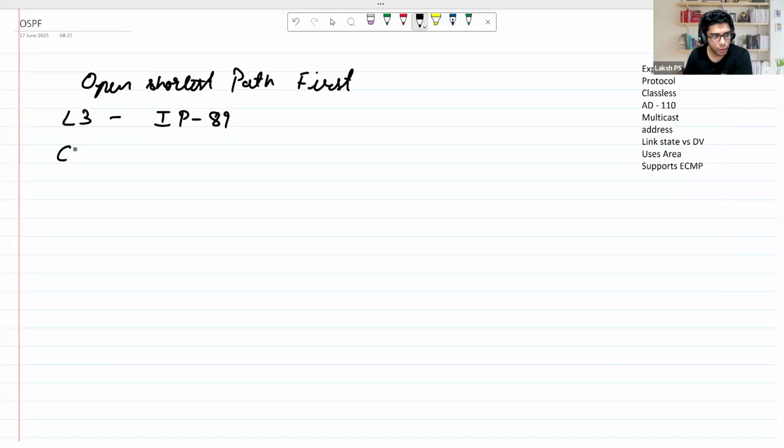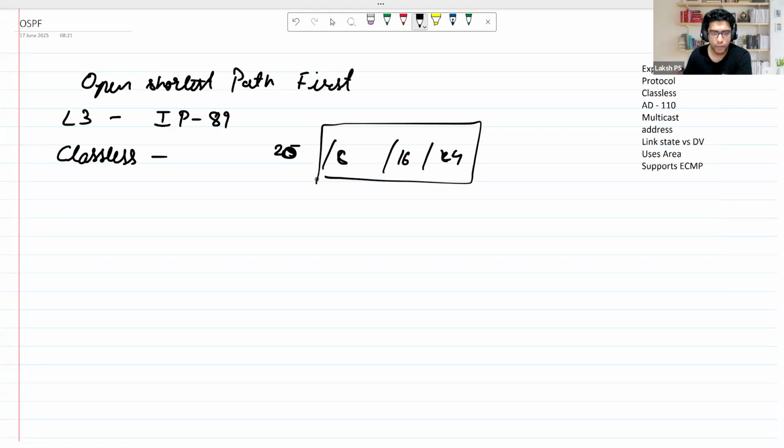It is a classless protocol. Classless protocol means that it supports default classes, that is class A, class B, class C's default address mask, that is slash 8, slash 16 and slash 24 address mask, as well as any other address mask other than this, which is basically what you call classless, right? Its AD value is 110, administrative distance value, right?